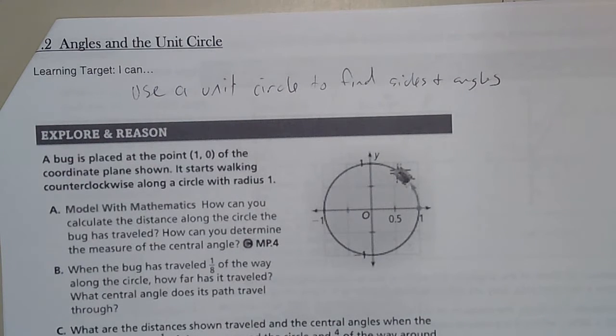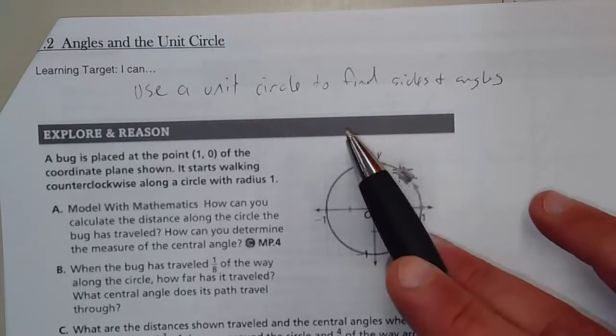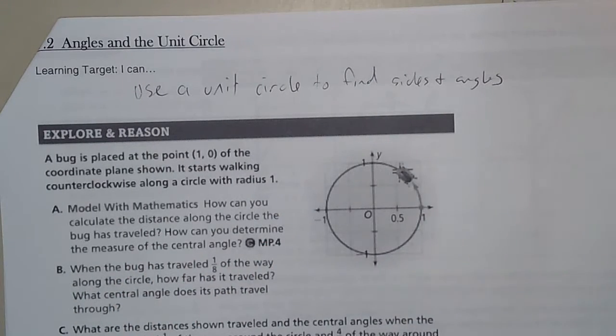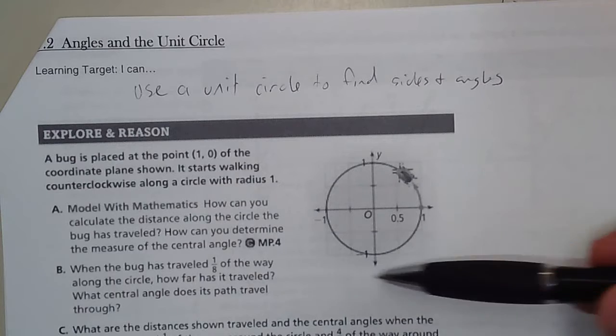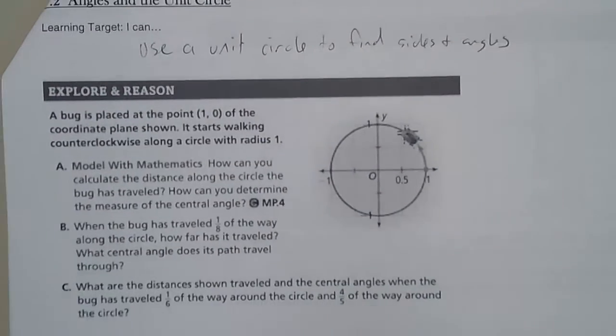All right, so we're on to 7.2 here. Learning target is I can use a unit circle to find sides and angles of triangles on just various points along the circle, essentially. So yeah, we're going to introduce what's called the unit circle. The first part here is a little explore problem.